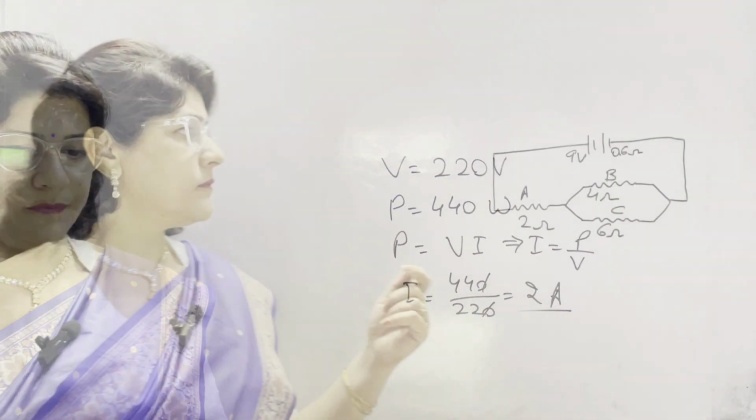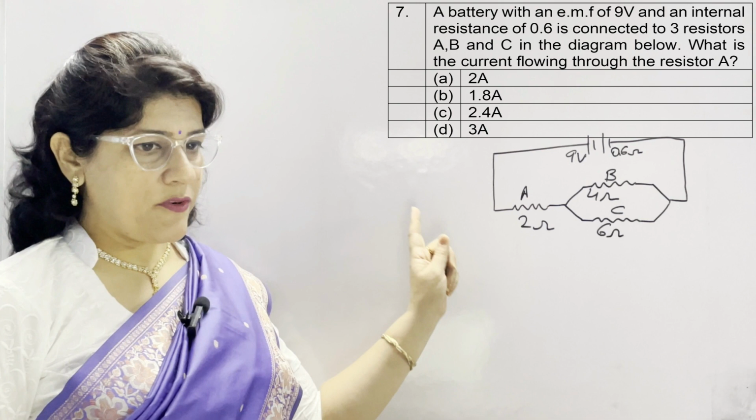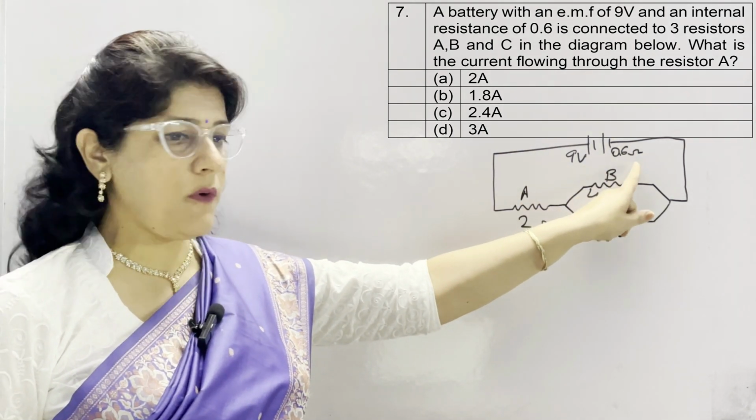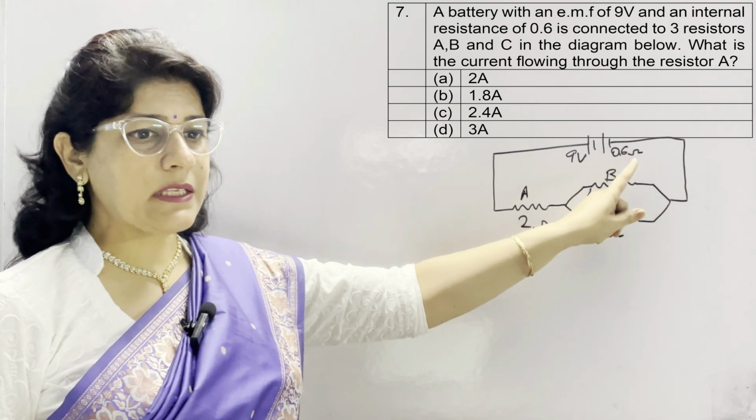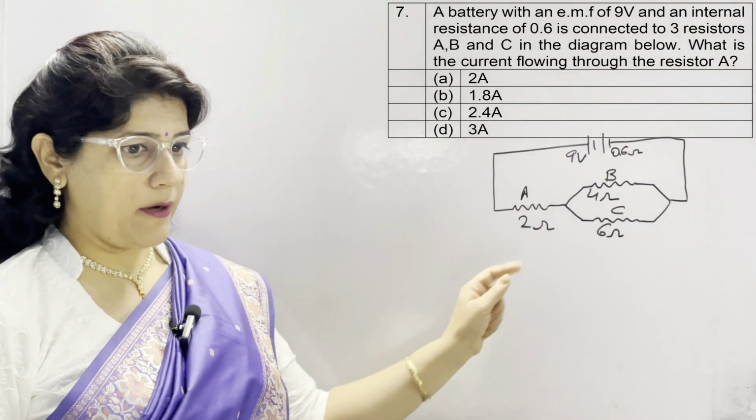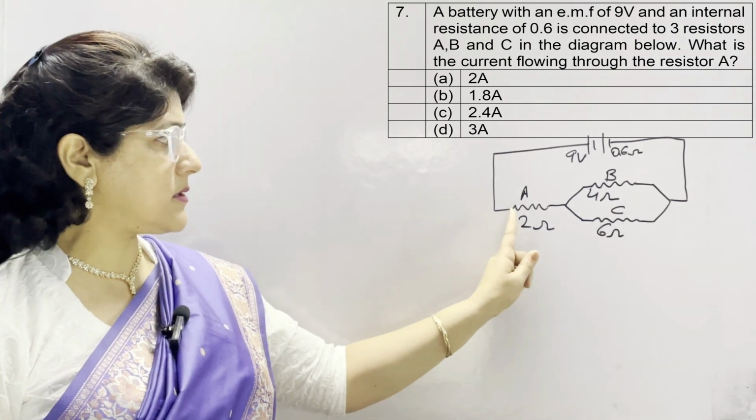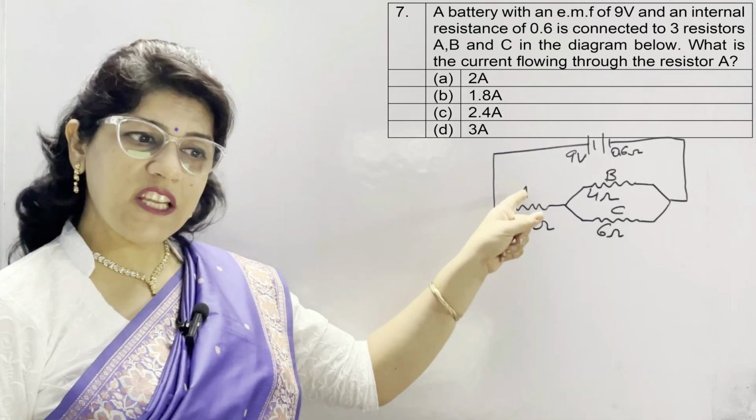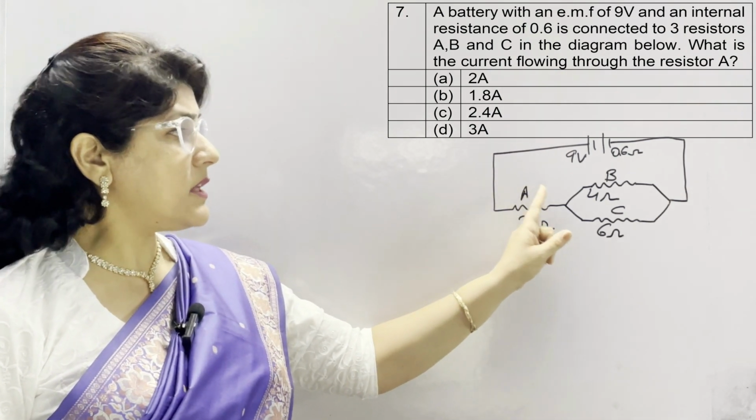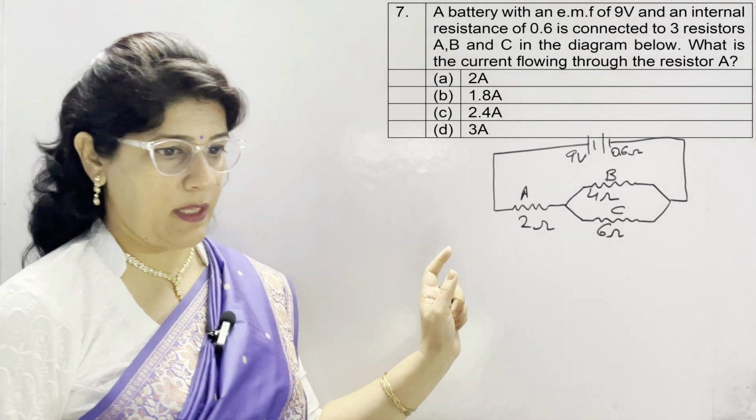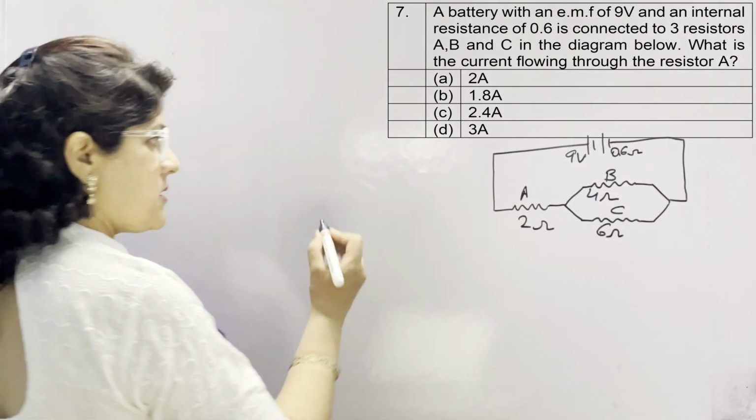Question number 7. A battery with an EMF of 9 volt and an internal resistance of 0.6 ohm is connected to 3 resistors A, B and C in the diagram. What is the current flowing through the resistor A? Here resistor A is connected in series. जब series में current है तो series वाले में current same रहेगा, हम current यहाँ पर easily calculate कर सकते हैं. क्यों? पहले हमें total resistance निकालना है.